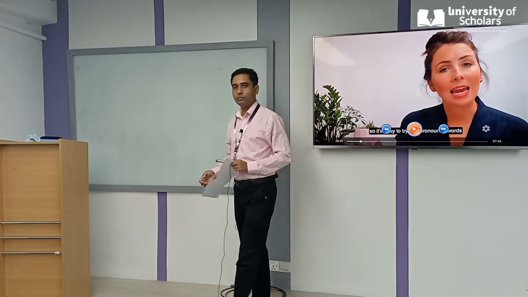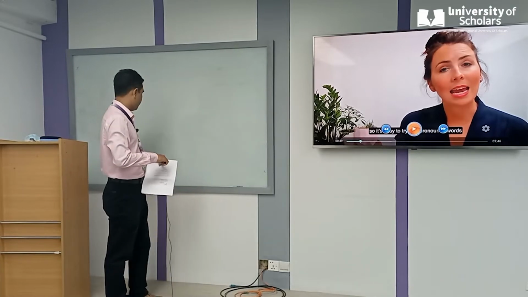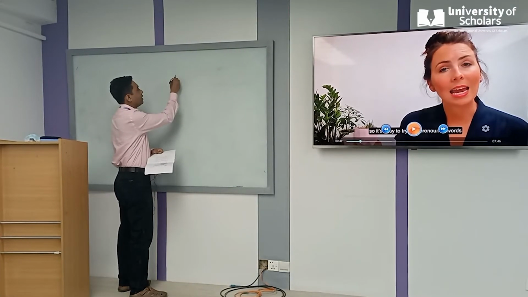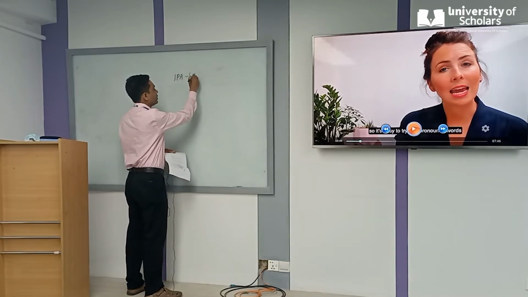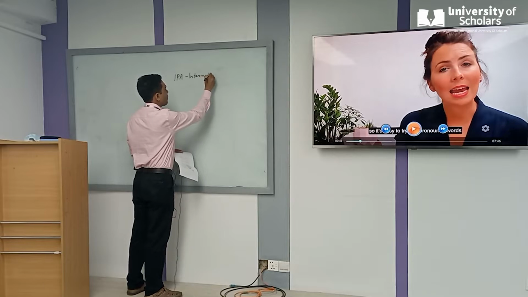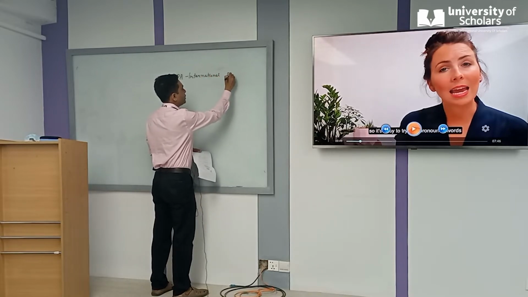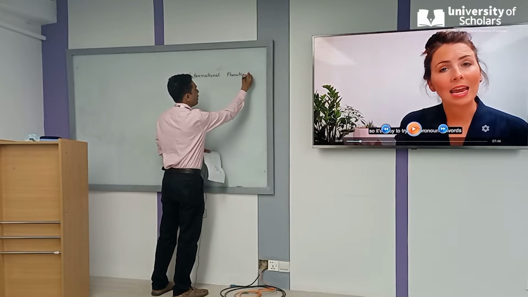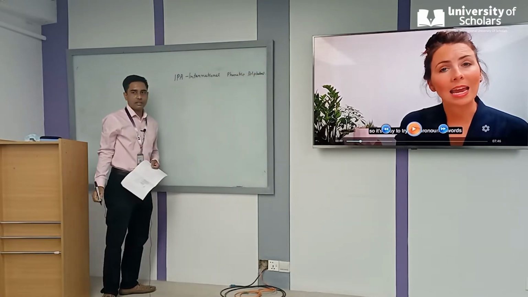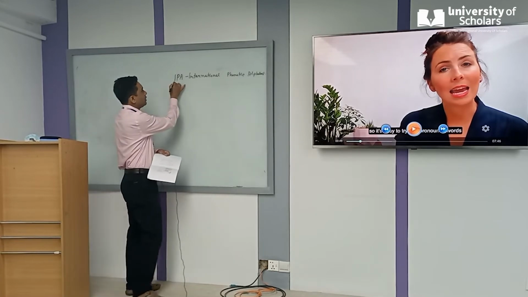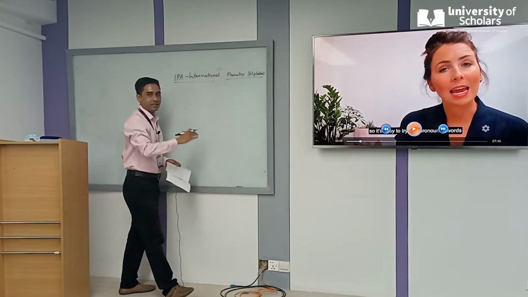Did I talk about vowel and consonant? What is the vowel and consonant definition? Let's go to that. So, you know that IPA is the International Phonetic Alphabet. That means there are some symbols for each sound of English.